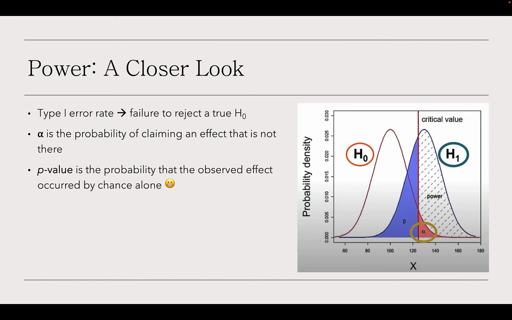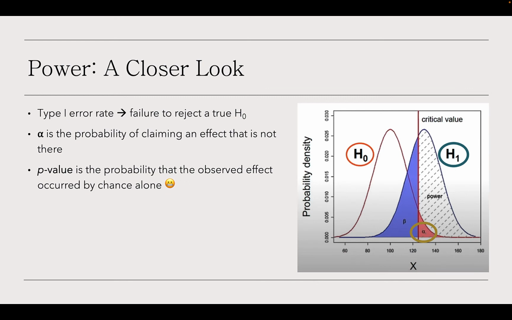All right, and so how does p-value relate to alpha? So alpha is kind of where we're saying, okay, this is our minimum probability that we're willing to accept for claiming an effect that is not there. As you know, we tend to use 5%, but certainly sometimes we can use 1%. And then the p-value is the probability that the observed effect occurred by chance alone.